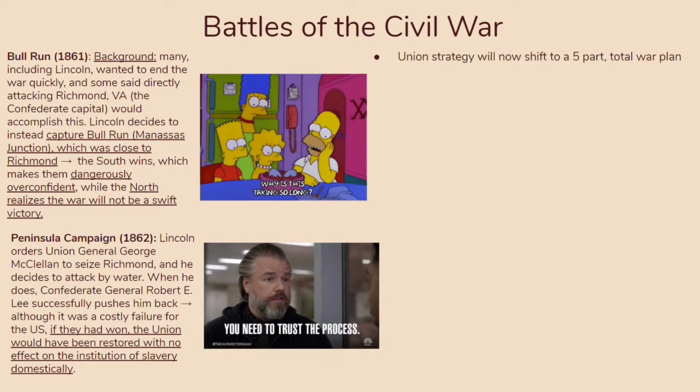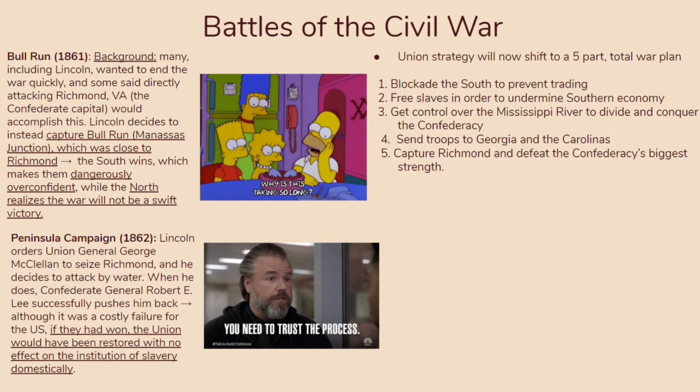So following this defeat, the Union strategy will now shift to a 5-part total war plan. First, they have to blockade the South to prevent any trading. Then they have to free slaves in order to undermine the Southern economy, because remember, the South is just completely reliant on slaves. If they don't have slaves, they can't get money, they can't progress in the war. Then you have to get control of the Mississippi River in order to divide and conquer the Confederacy. Then you have to send troops to Georgia and the Carolinas, and finally capture Richmond, the capital, and defeat the Confederacy's biggest strength. Once you got Richmond, you basically can tear down the entire Confederacy.